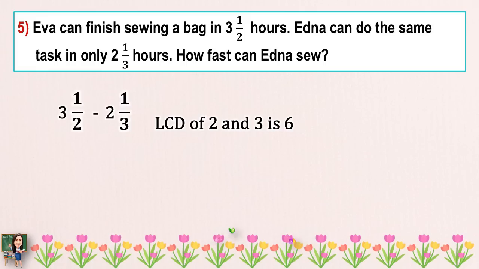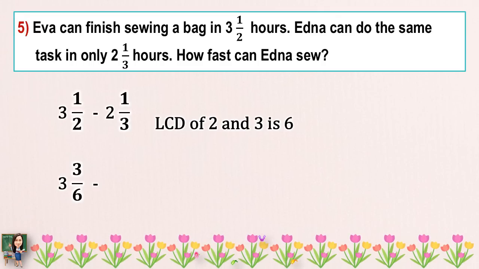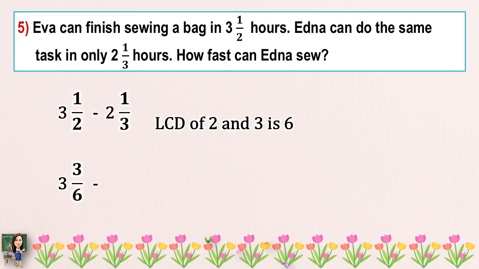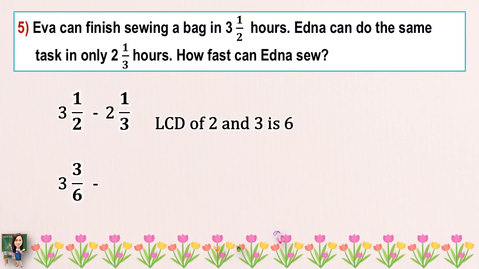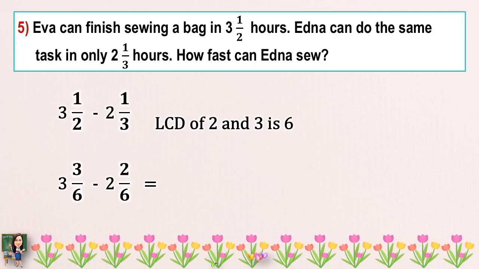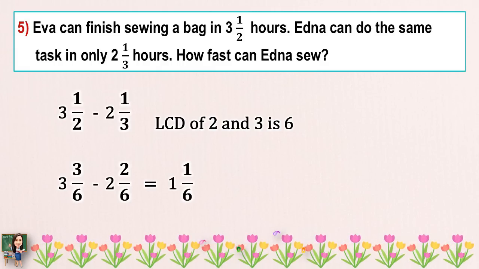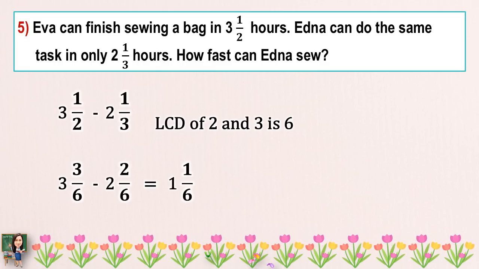6 divided by 2 times 1 equals 3, which is the numerator. 3 over 6, or 3 and 3/6. Then, 6 divided by 3 times 1 equals 2, the numerator, or 2 and 2/6. Then subtract. Subtract the whole numbers. 3 minus 2 equals 1. Then 3 minus 2 equals 1 over 6. Therefore, 1 1/6 hours faster can Edna sew.